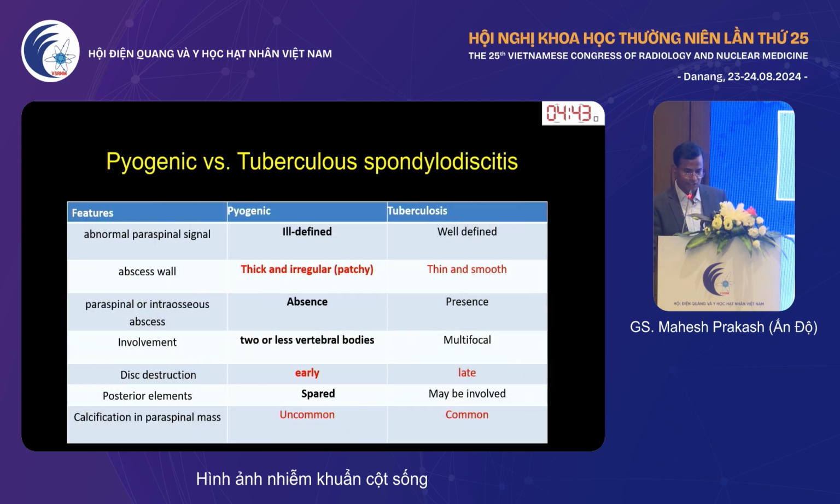So these are some of the features to differentiate TB and the pyogenic group. We have already described that the abscess wall is thick and irregular in pyogenic infection, while a thin and smooth wall is usually seen in tuberculosis. As I said, disc destruction is earlier in the pyogenic group, and it is later in tuberculosis. The calcification, as I said, if you find calcifications in the infiltrated tissue, is more likely tuberculosis. So you can remember 2 or 3 points to differentiate. Obviously, all these features may not be available in every examination, but if you find these changes, then you can say that probably we are dealing with tuberculosis.